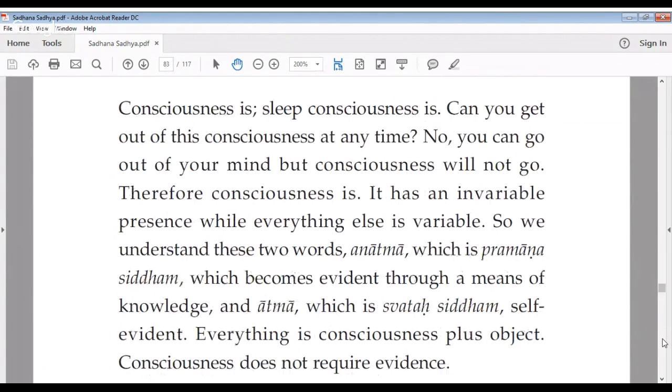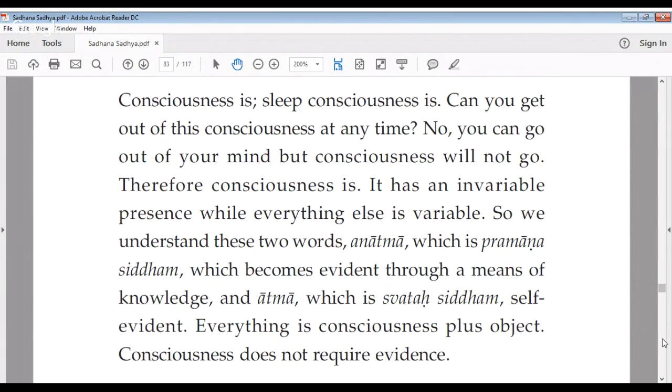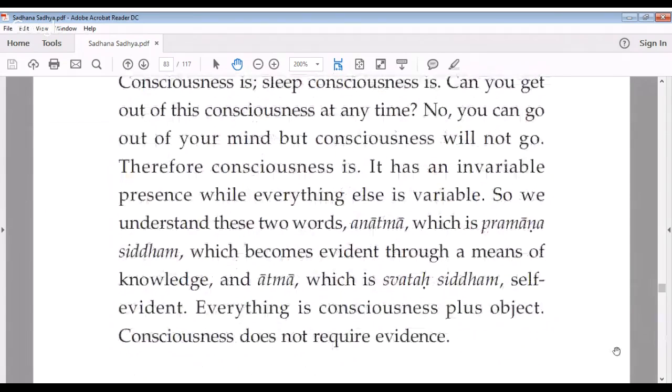Can you get out of this consciousness at any time? No. You can go out of your mind, but consciousness will not go. Therefore, consciousness is. It has an invariable presence, while everything else is variable. So we understand these two words, anatma, which is pramana siddham, which becomes evident through a means of knowledge, and atma, which is swatah siddham, self-evident. Everything is consciousness plus object. Consciousness does not require evidence.